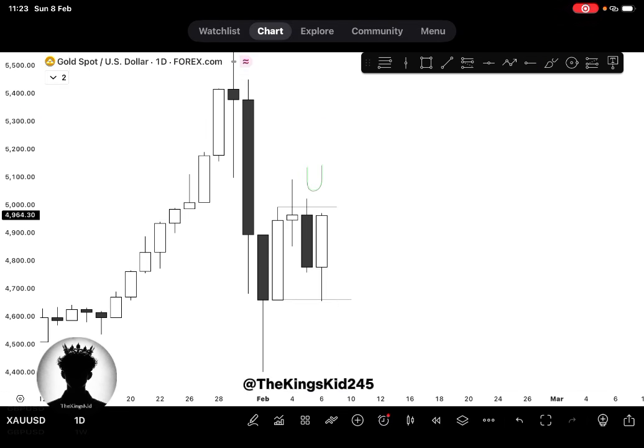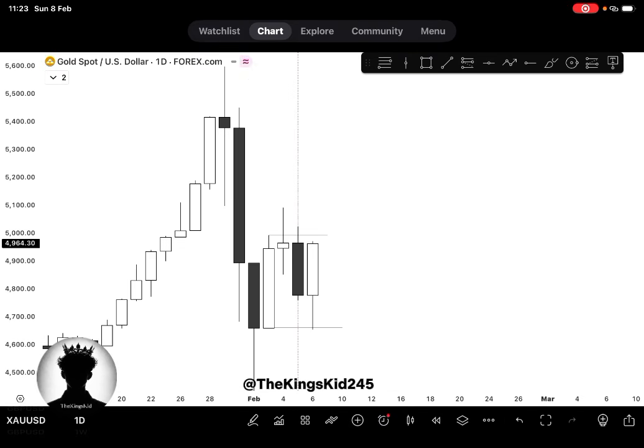Let's put it to the test. So this is C3 right here. Okay, so let's go to a lower time frame and trade C3. Now remember, I told you something.